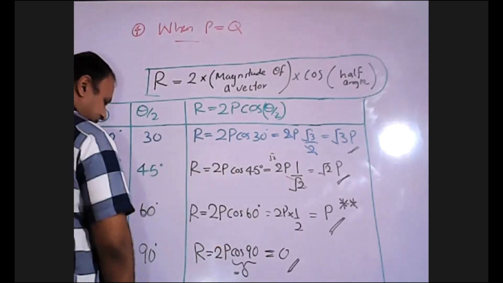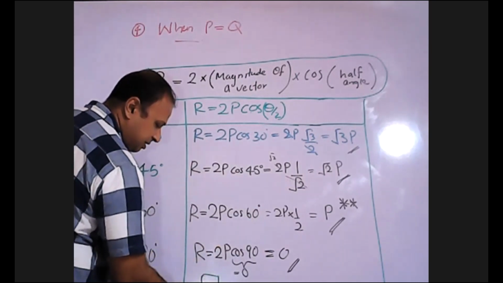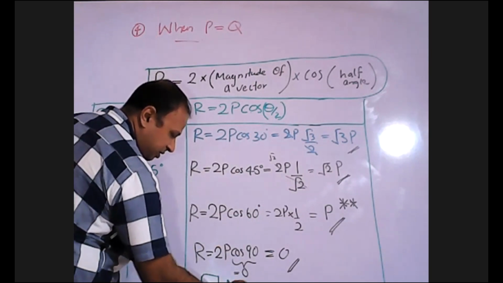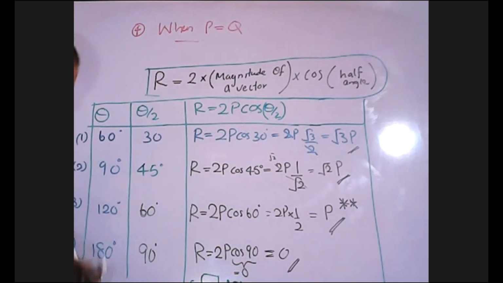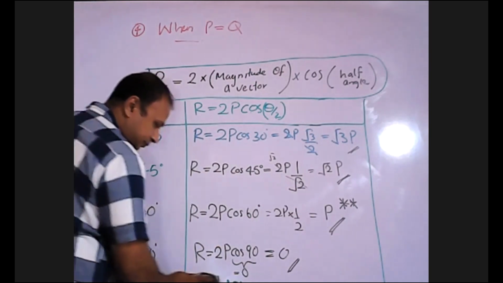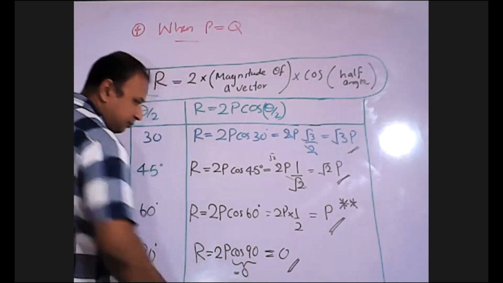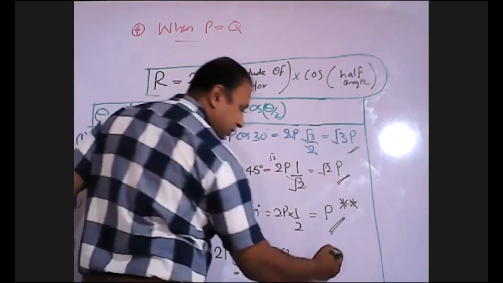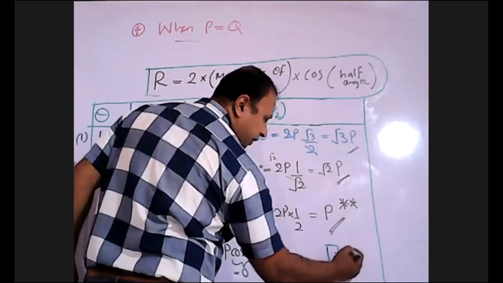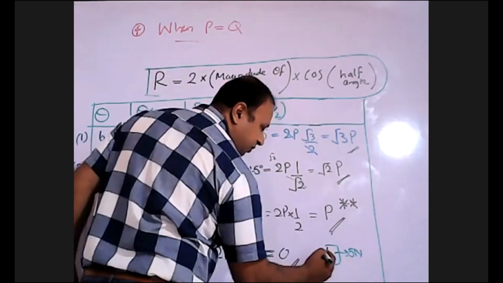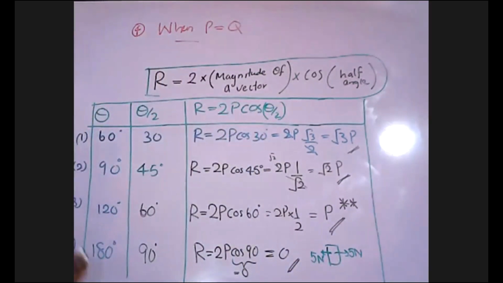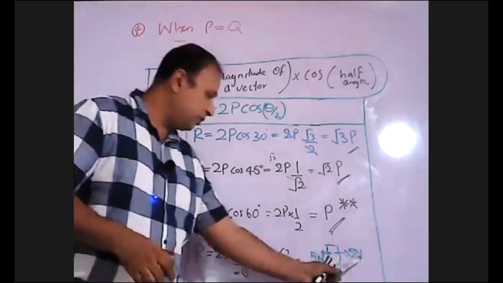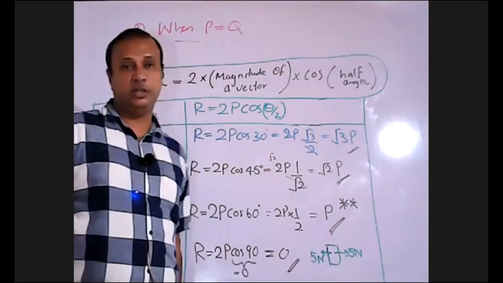This is something like this. 5 Newton here and 5 Newton here. Five Newton to this side and 5 Newton to this side. Two forces acting opposite to each other.